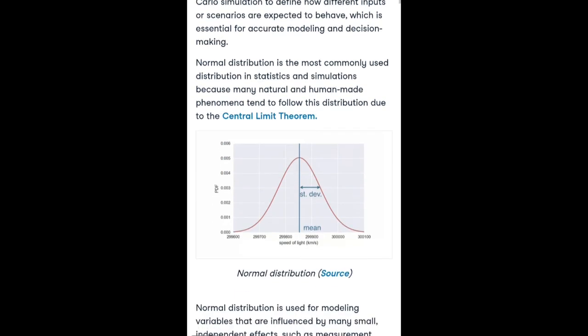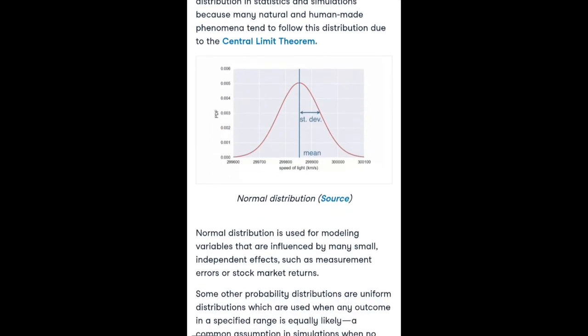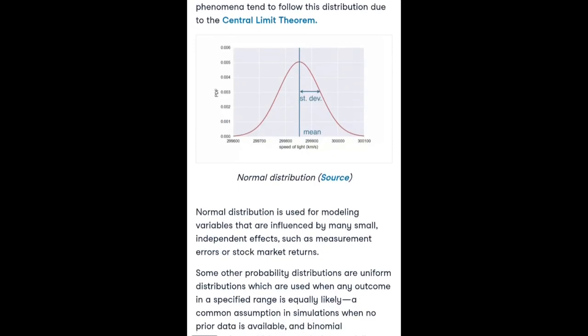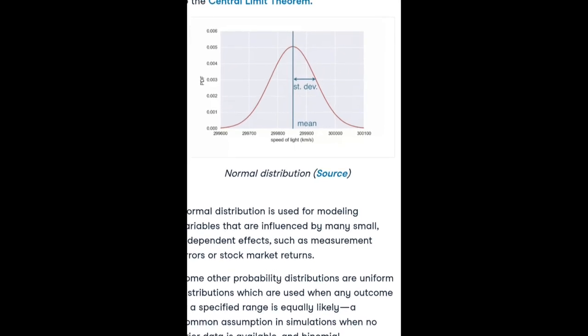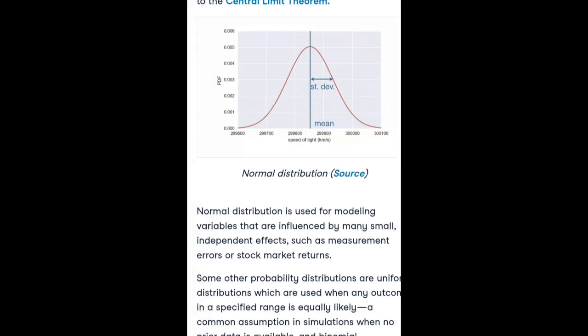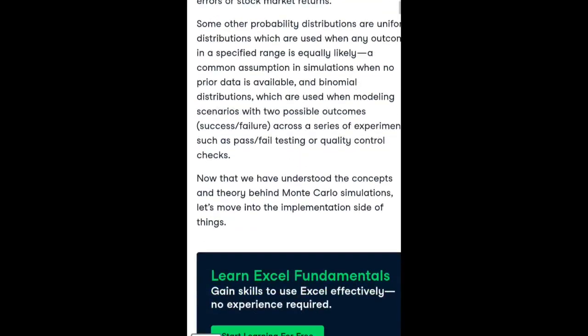Here I want to say once again about normal distribution. Theoretically, normal distribution means all the data points are symmetrically distributed around the mean value. So that is called normal distribution, and this curve shows the normal distribution in probability distributions, and the central limit theorem follows the normal distribution.